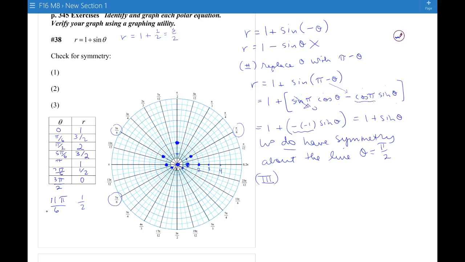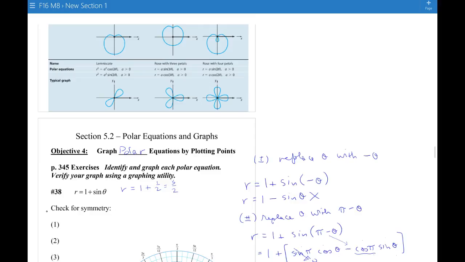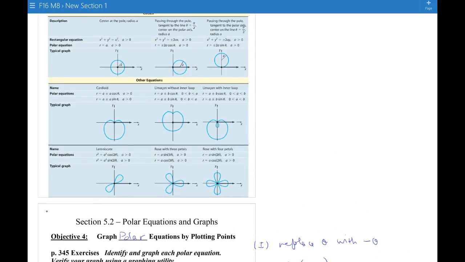So this is a shape called a cardioid, and if I'd made it even bigger, that would have been even better. So that's a cardioid. And if you look up here in the table, you can see it was r is 1 plus sine theta. So the a and b were the same number, and it was with sine theta. So that's what made it be upward.